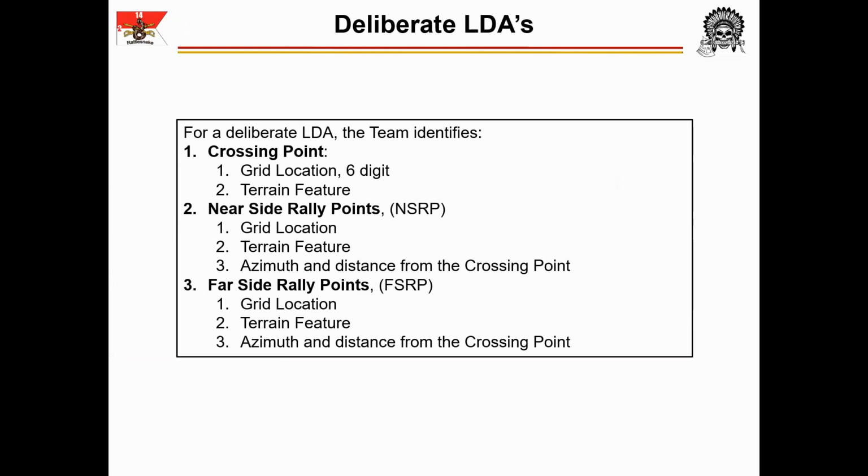First, the team designates a crossing point with a 6-digit grid and corresponding terrain feature. Next, the team designates a near-side rally point to use in case of compromise. The near-side rally point is identified by a grid location, terrain feature, and azimuth and distance from the crossing point. Finally, the team designates a far-side rally point. This rally point is identified with the same criteria as the near-side rally point, with a grid location, terrain feature, and azimuth and distance from the crossing point.